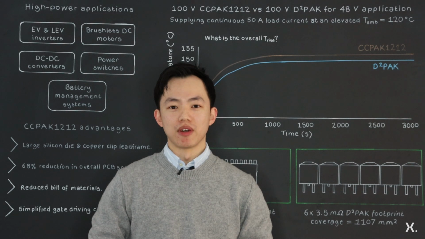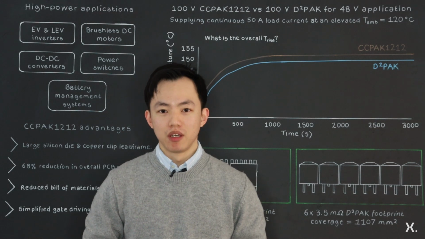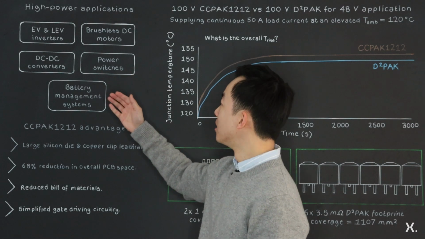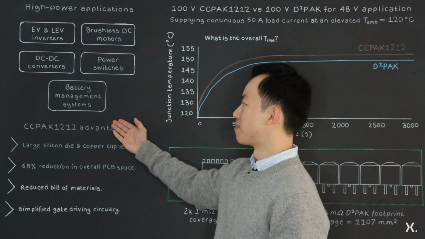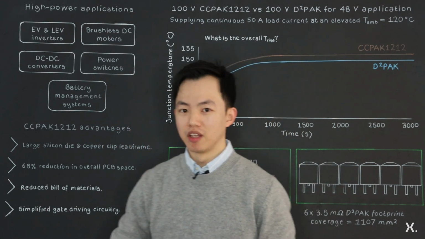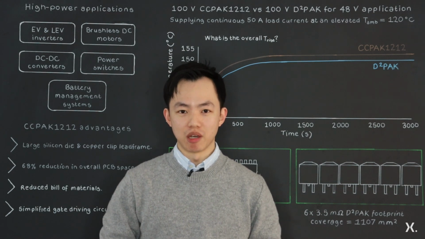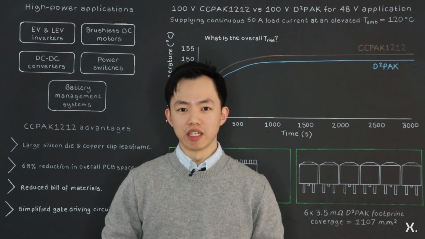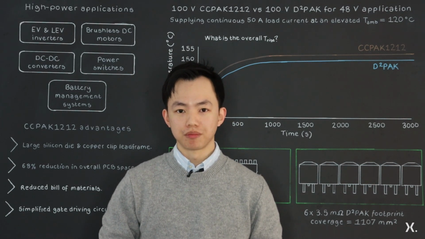Well, in today's automotive and industrial applications, more and more power is being demanded from them all the time. These include applications such as electric vehicle and light electric vehicle inverters, brushless DC motors, DC to DC converters, power switches, and battery management systems. The power in these applications can reach several kilowatts, which can exceed the maximum operating temperature for a single standalone silicon MOSFET. Therefore, multiple devices are needed in parallel in order to handle the huge amounts of current and prevent such a large increase in temperature during operation.